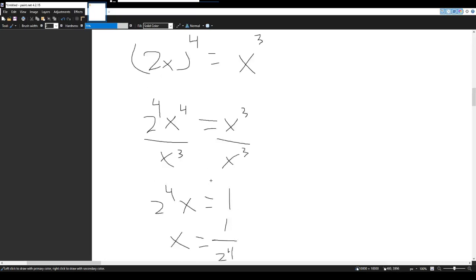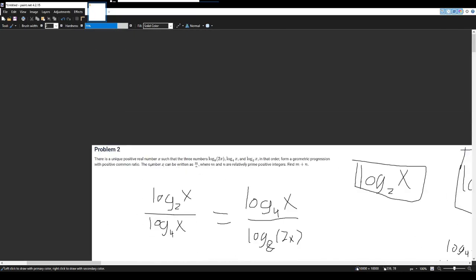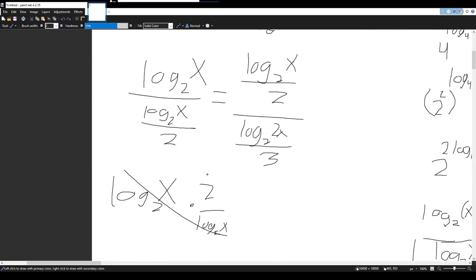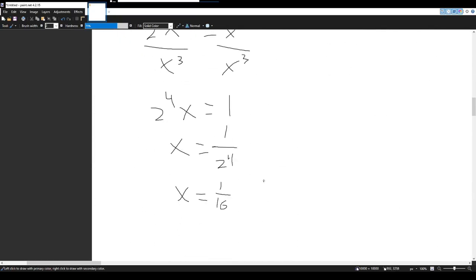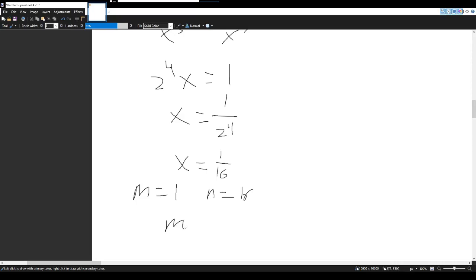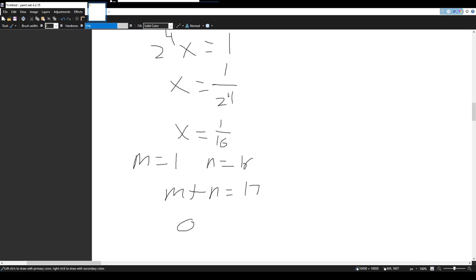So do we want x? Let's see, what did we want in the original problem? We wanted m plus n, where m and n is x as a fraction. So m equals 1, n equals 16. So m plus n equals 17. And in this test, everything is expressed as a 3-digit number. So the answer is 017.